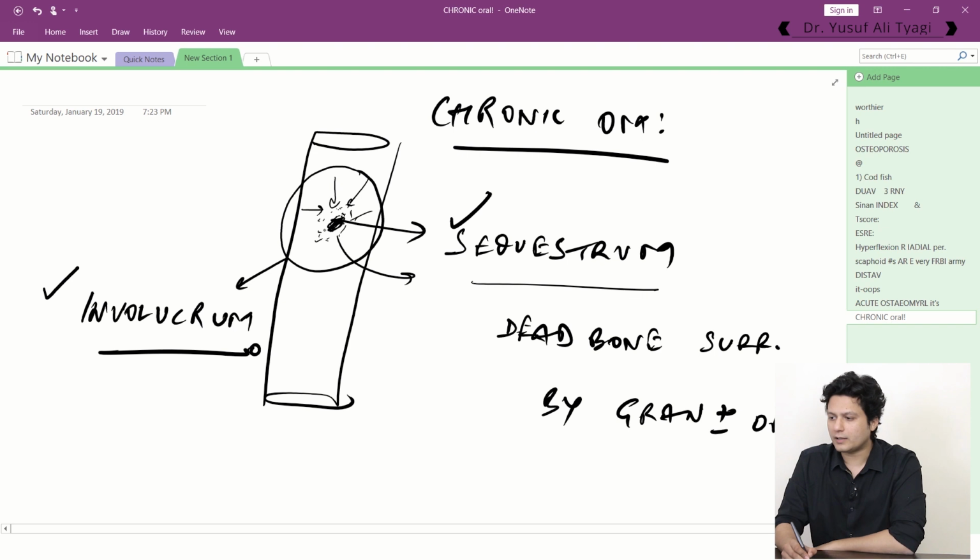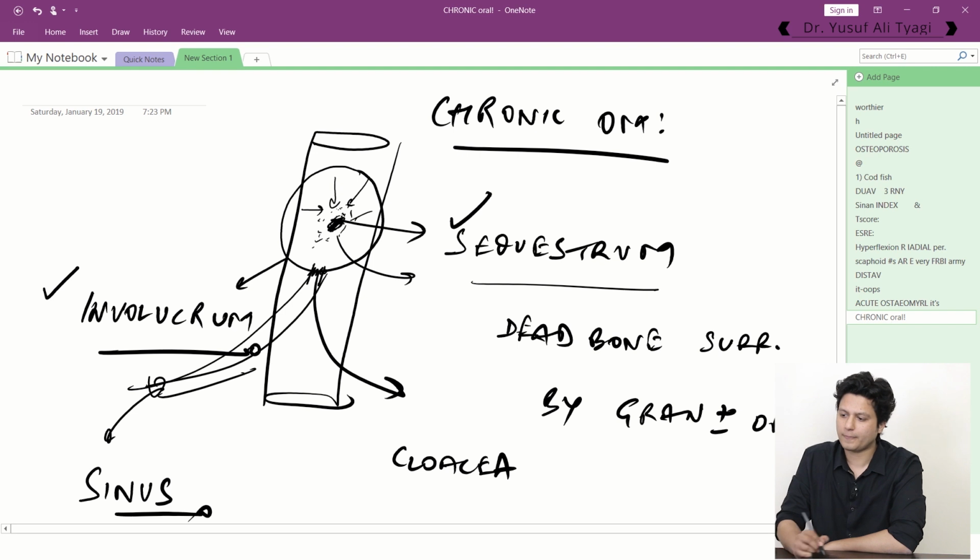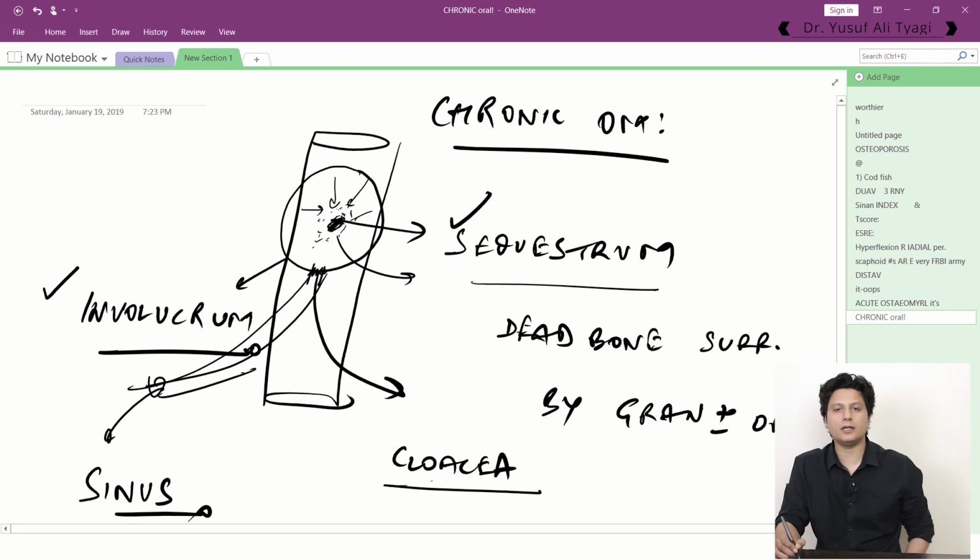And as you know, if this organism continues to grow, then it will create a hole or a fenestration in this involucral wall, which is known by the name of cloacae, and this cloacae will continue up to the level of skin, where there is a formation of a tract in the form of a sinus. So these four are the key terms leading you towards the diagnosis of chronic osteomyelitis. Remember, one is sequestrum, other one is involucrum, the third one is cloacae, and the fourth one is sinus.